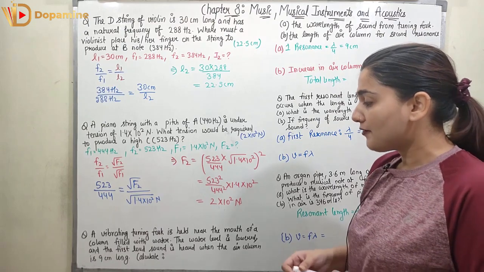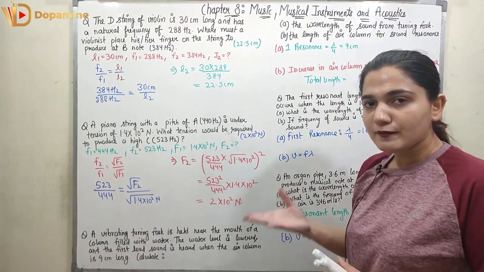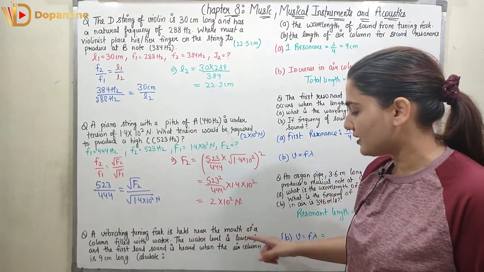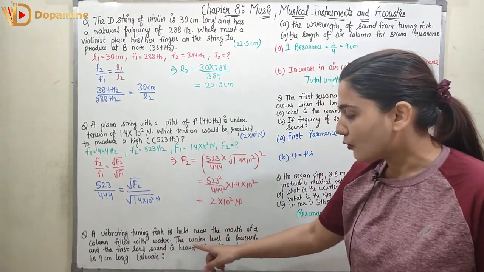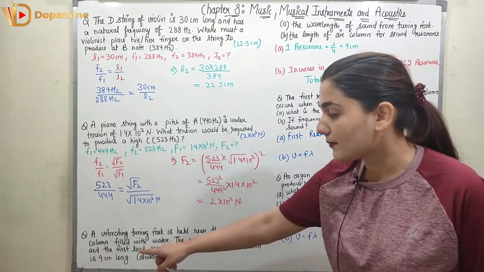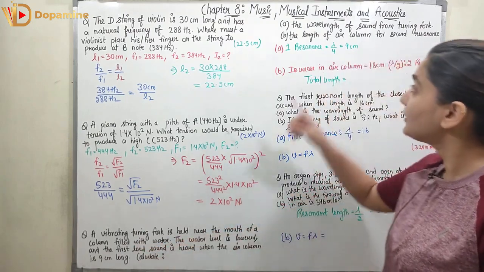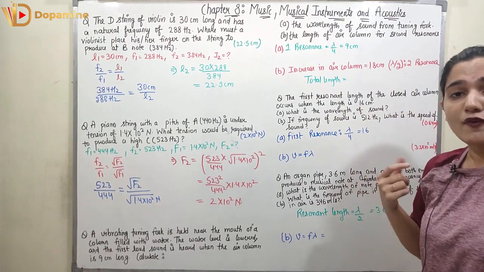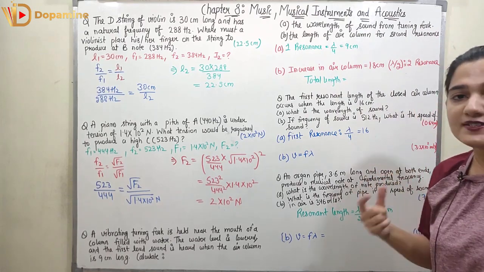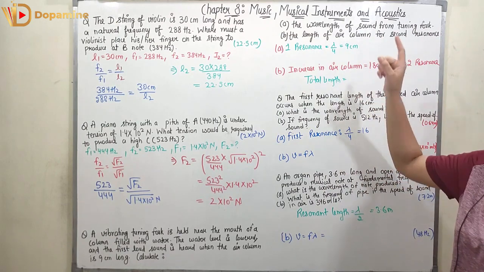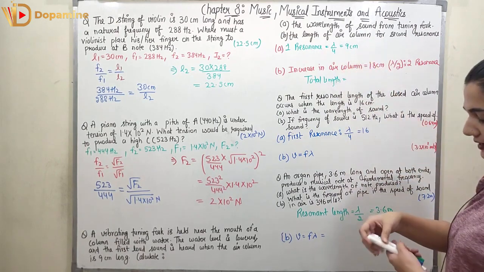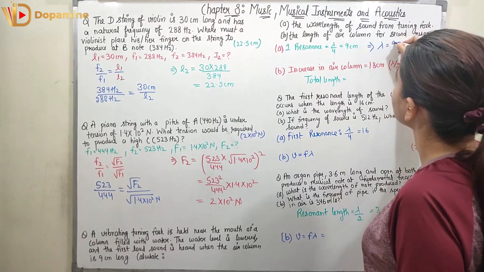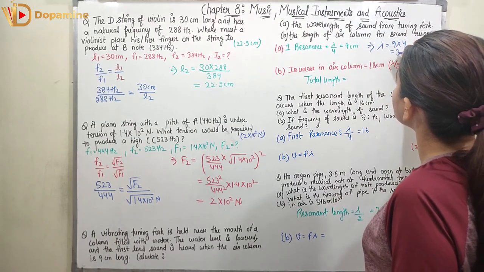Now coming to the next problem, which states a vibrating tuning fork is held near the mouth of a column filled with water. So when the column is filled with water, it's closed at one end. Now the water level is lowered and the first loud sound is heard when the air column is 9 centimeter long. Calculate the wavelength of the sound from the tuning fork. So now we know the formula for first resonance. The first resonance occurs at lambda by 4, which is given as 9 centimeters. So lambda is equal to 9 into 4, which is equal to 36 centimeter.